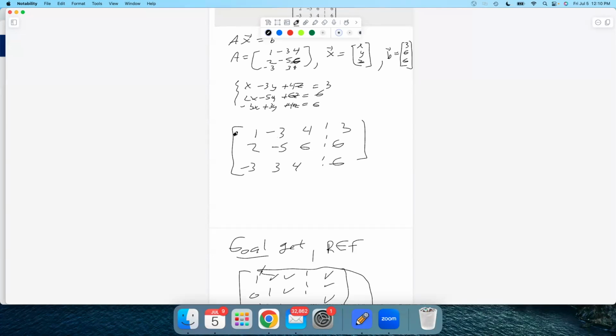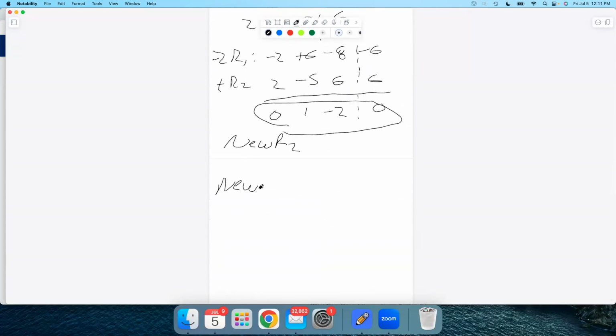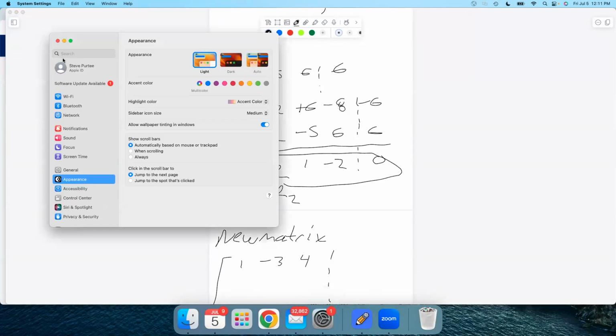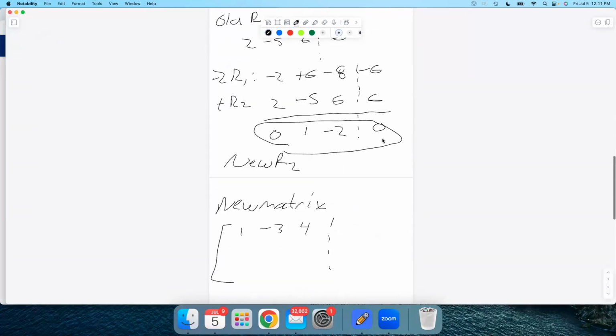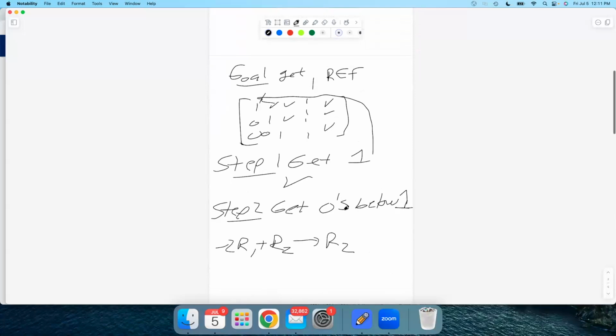So row 1 stays the same. Even though I took -2 times that, that was just a tool I used to get a 0 here. So this guy's going to stay the same. And now I've replaced this row with something that has a 0 right here. So my new matrix will have the same row 1, 1, -3, 4, 3. This is the new row 2. And then row 3, I haven't done anything with yet.